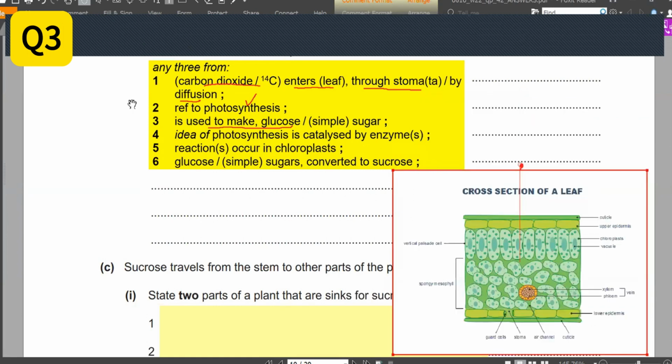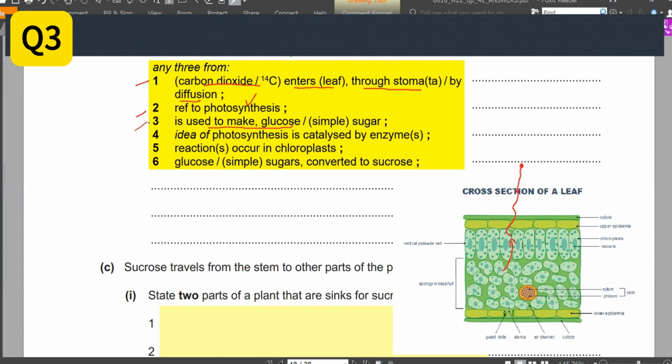Another point. So these are the main points, 1, 2, 3. Another related point: photosynthesis is catalyzed by enzymes, and photosynthesis occurs in the chloroplast. And next, glucose is converted into sucrose, which is more suitable for transport purposes.